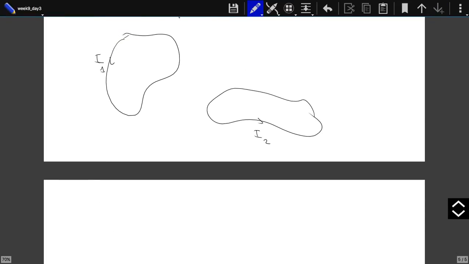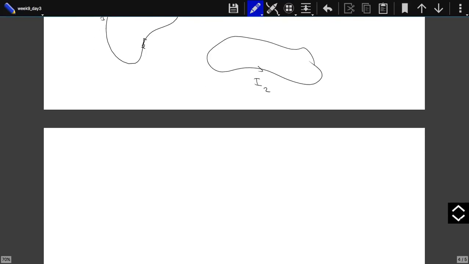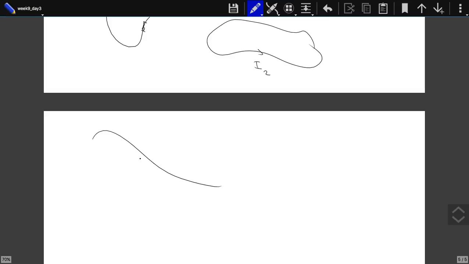Now, let's try to write down the forces acting on each other. The force acting on the first loop due to the second loop will be equal to, well, let's just imagine a very small segment over here. Or first, let's study what is the force acting on a wire. We already said that this is the force law. So let's assume a wire in a region where we have some magnetic field.